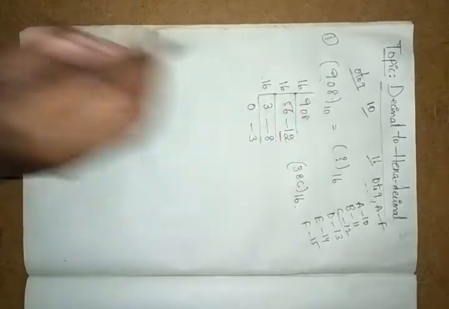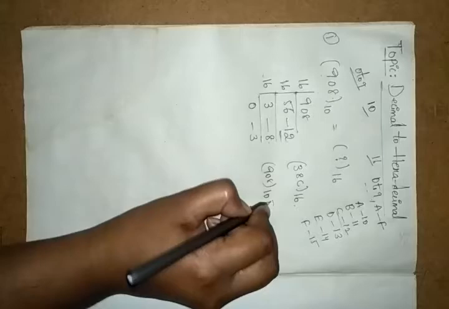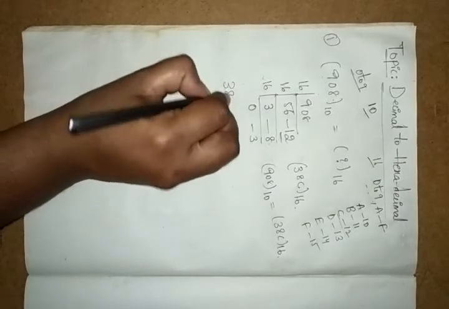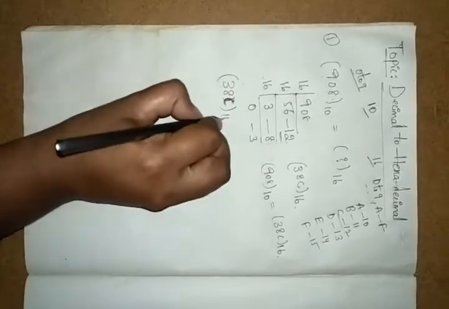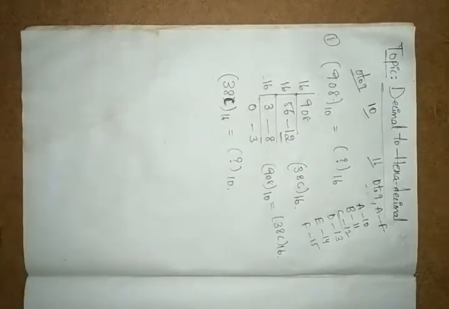We were given 908. So 908 base 10 equals 38C base 16. Now check whether this is correct or not. This is the checking process. 38C base 16 equals how much in base 10? We need to get 908 only.